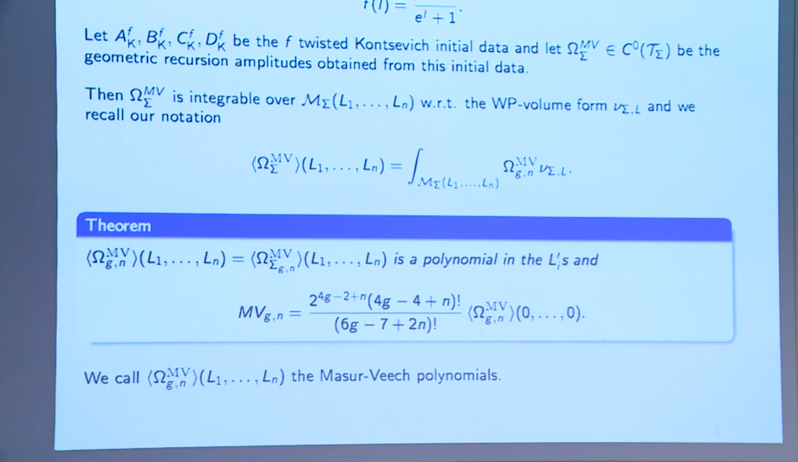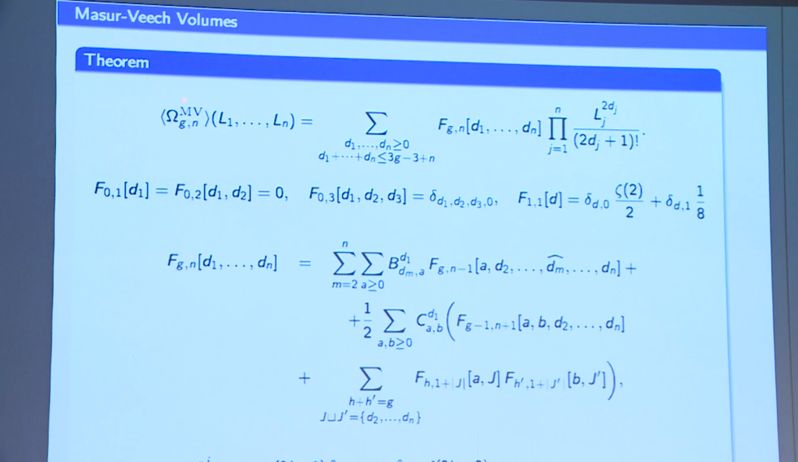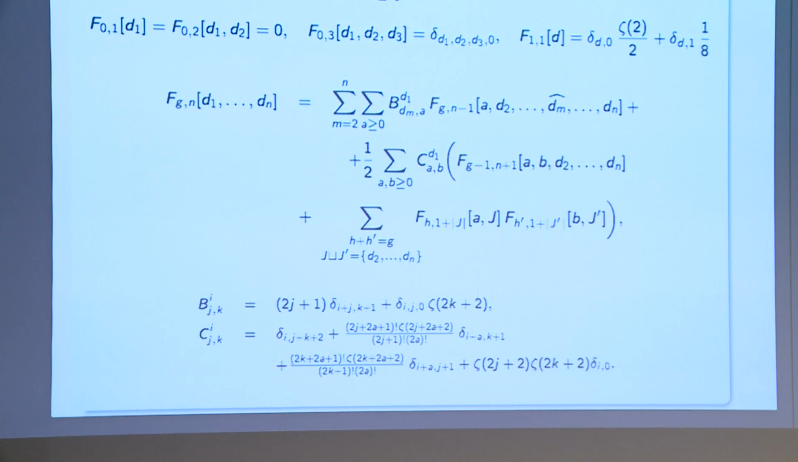But actually, if you run through the recursion, what does the recursion actually say in this case here? Well, if you look at this guy here, it was a polynomial. In fact, here is exactly how it is a polynomial, and here are the coefficients. And so we can write down a recursion that just involves the coefficients. So you start out by setting these to be 0, you put this to be this delta function, and then F11 is this guy here with this theta of 2, and then you have this recursion relation here with the b's and the c's. And the b's and the c's are given explicitly like this, where you see the c's going in a linear and quadratic way.